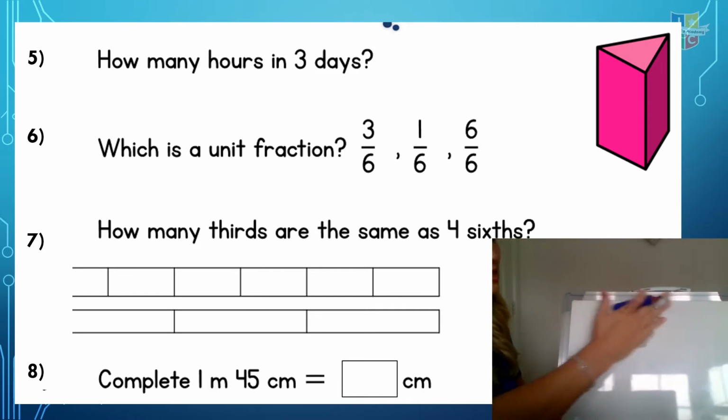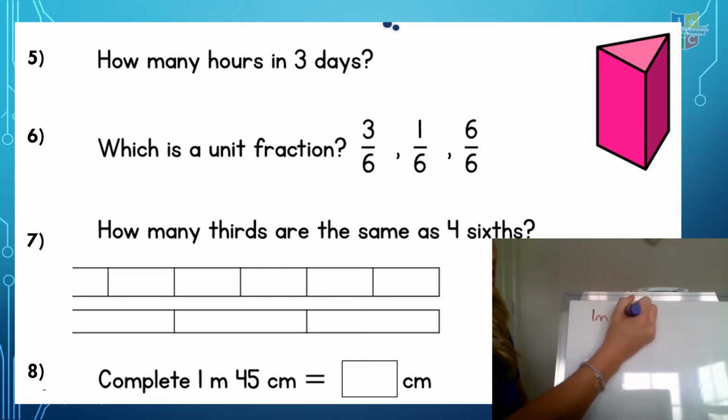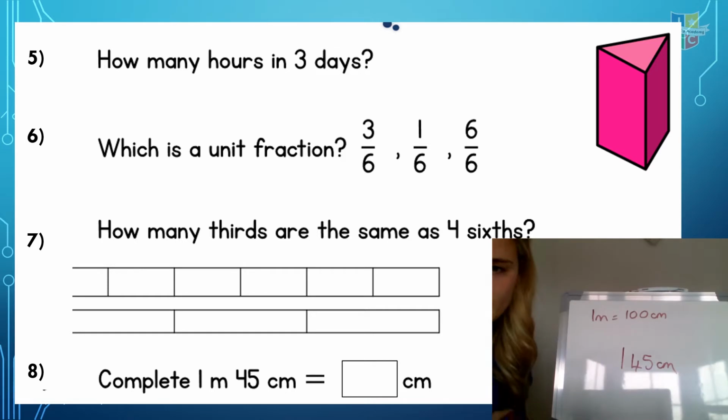Finally, number 8, complete 1 metre and 45 centimetres. Well, I know in 1 metre there are 100 centimetres, so your answer should have been 145 centimetres.